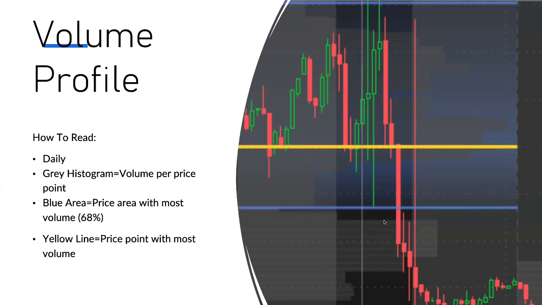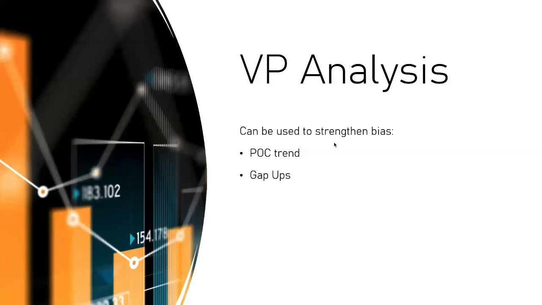The blue area will be the value area, and this is where the price was traded at the most amount of transactions. The yellow line, which I like a lot, is the point of control. These points of control act as really good support and resistance, and they're really good at building levels as well. I'll show you what I mean. And they're just really good for reading bias, right? For your pre-market plan as well.